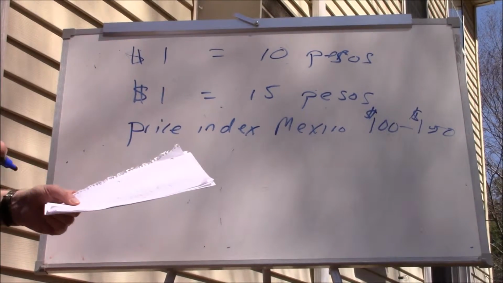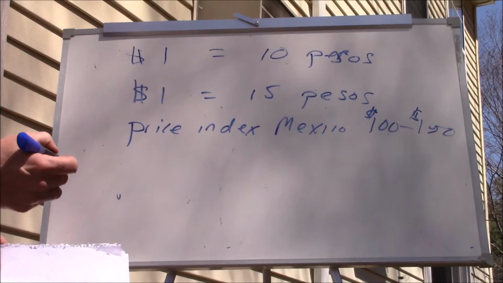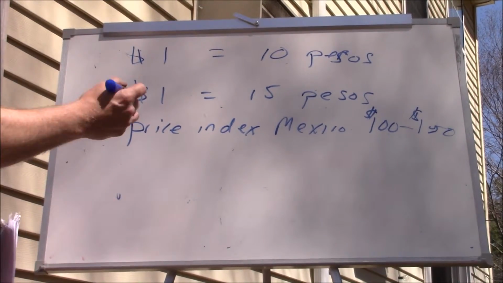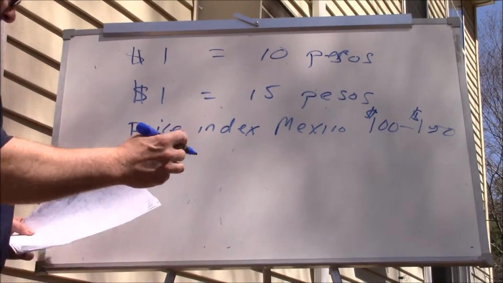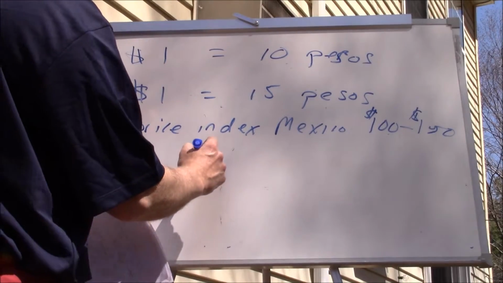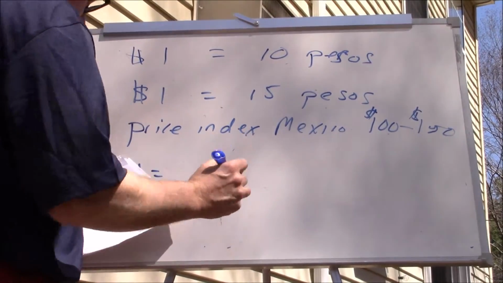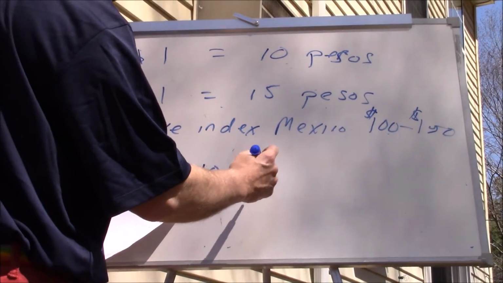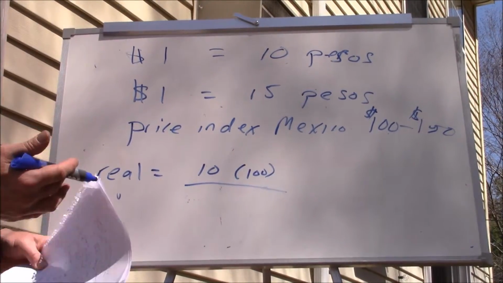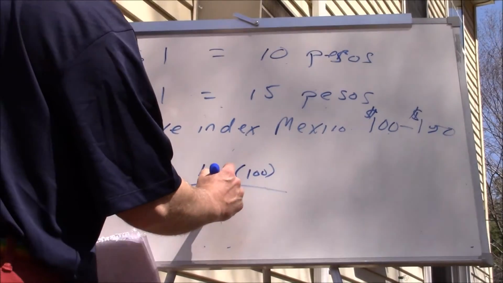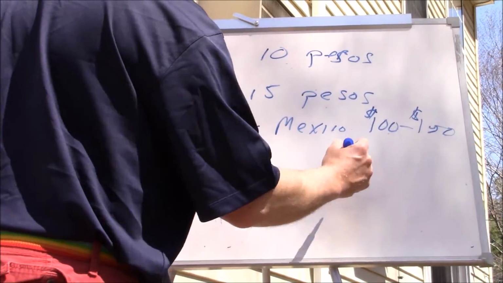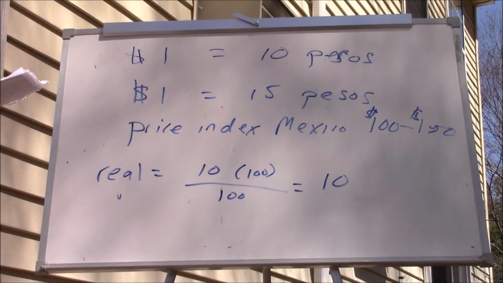So now let's think about what things were. Remember my definition of the real exchange rate. So let's figure out the real exchange rate before all these changes. So the real exchange rate is going to be the exchange rate, which was 10, times the U.S. prices, which we'll just say was 100. We'll say we're at the base year, and the Mexican price level, which was also 100. So the hundreds are going to cancel out, and the real exchange rate was 10.